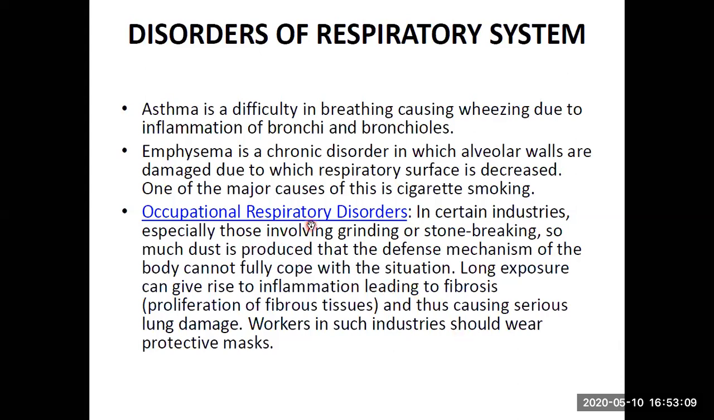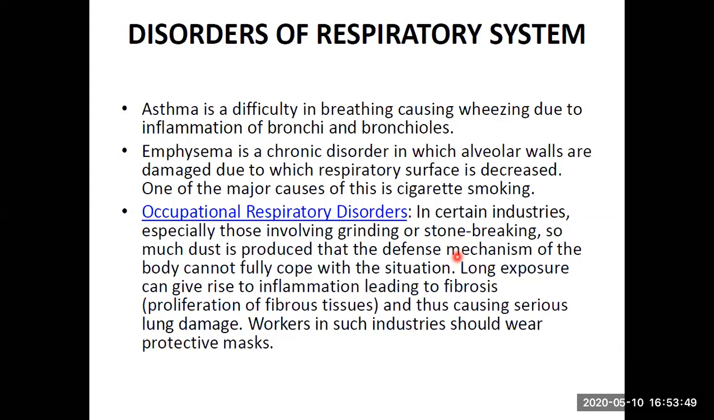Now the last is occupational respiratory disorders. These disorders occur in a person due to his or her occupation, like in stone grinding industries, stone crushers, the cotton industry and the wool industry. Let's take the example of the stone industry, where crushers produce sand containing silica. Silica particles can enter the respiratory system and cause development of nodules and carcinomas, lung cancers, and a number of diseases. This disease is called silicosis.